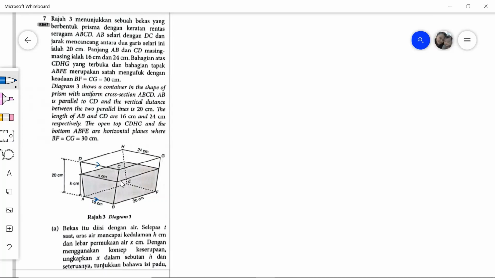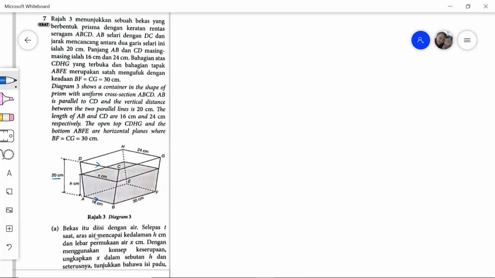And the vertical distance between the two parallel lines is 20. It's given here that the lengths of AB and CD are 16 and 24, so it's marked down in the diagram already. The open top CDHG and the bottom ABFE are horizontal planes, whereby BF equals CG equals 30. So our uniform cross section will be this trapezium.